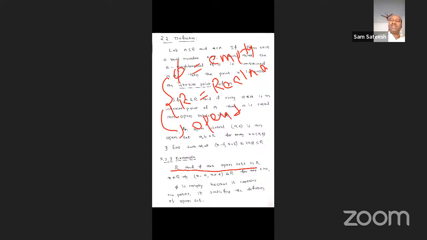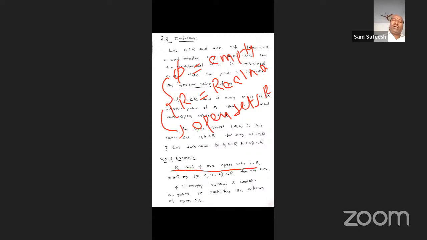Three definitions and an example here. R and phi are open sets in R. Phi means the empty set, which has no numbers, and R means the real numbers. These two are open sets in R.